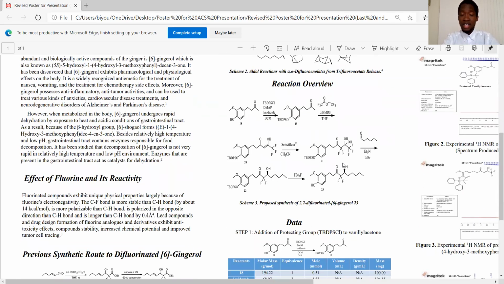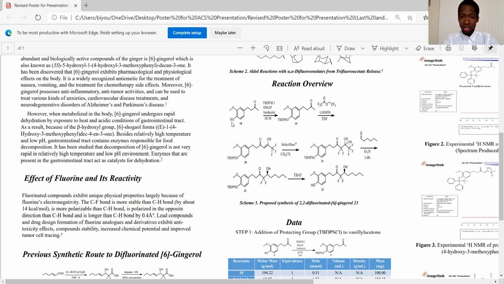And then coming here, this is now my reaction overview. This is actually the step that I was following while conducting this research. So I started with this starting material called vanillyl acetone. This vanillyl acetone contains a lot of acidic protons.